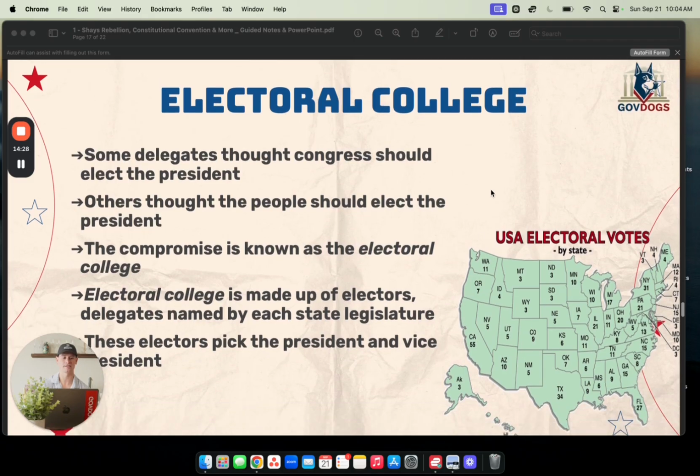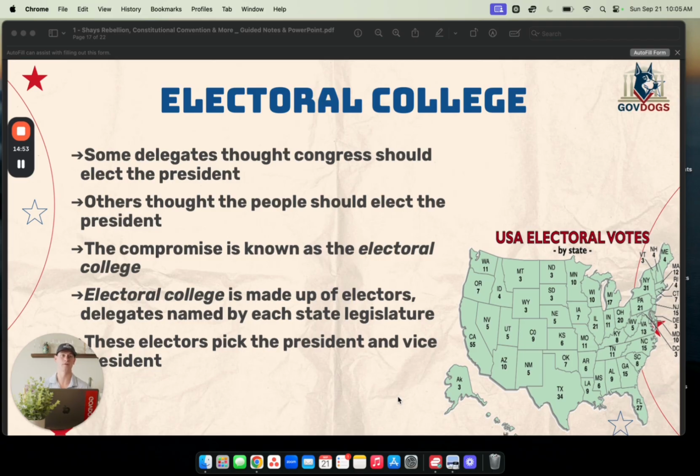Now the last agreement is the Electoral College. So this was the agreement on how the president should be elected. Some delegates thought Congress should elect the president, others thought the people should. So what they came up with is kind of like a combination. So the compromise is known as the Electoral College. The Electoral College is made up of electors, delegates named by each state legislature, and these electors pick the president and the vice president based on the state's popular vote, all right?